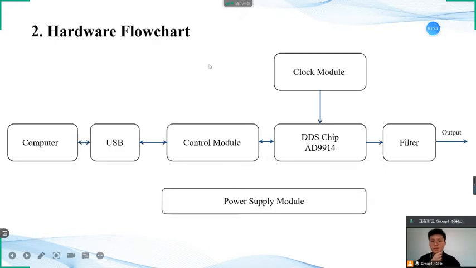Move on to the second part, hardware design. This flowchart is the overall flowchart of our hardware part. We will need to study the control module, DDS module, clock module, and power module.